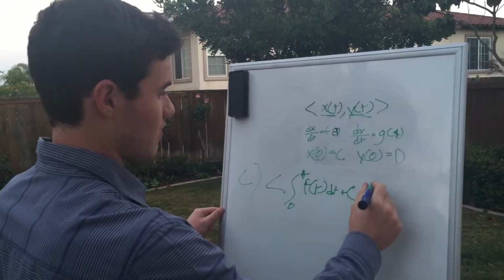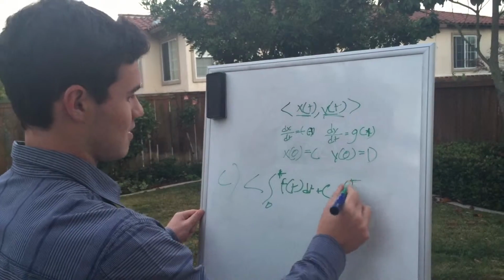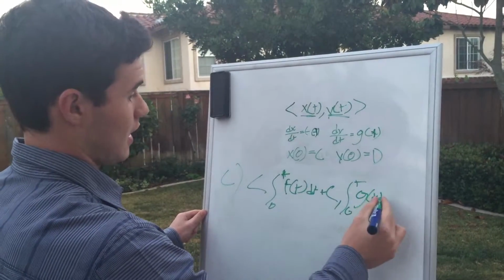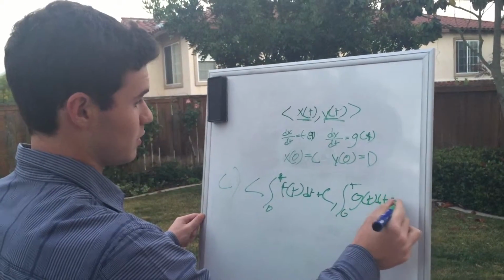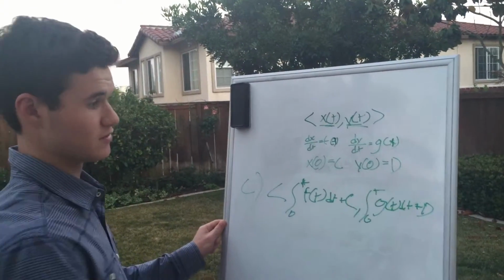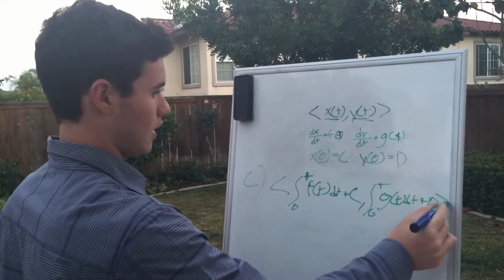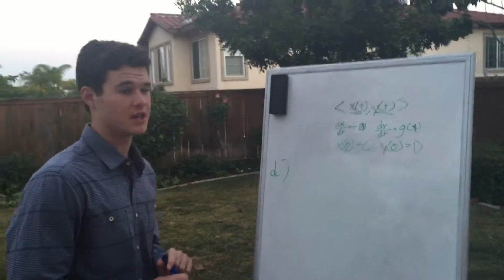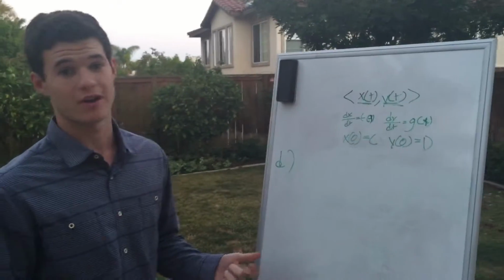For the y value, it's basically the same thing, integrating g of t from 0 to t instead, and then it's just plus d, because we know that y of 0 is d. And that's all.